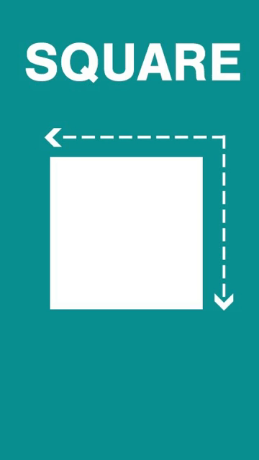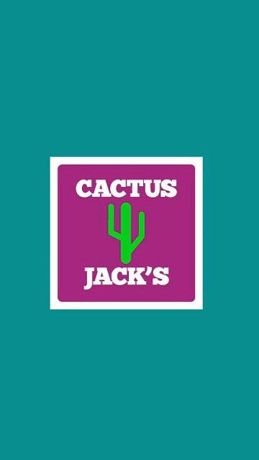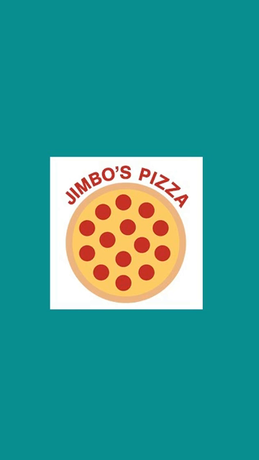Now, Spins uses images much like Instagram and Facebook do, meaning that we use a square image frame to display things like your restaurant logo or deal images. These are also known as 1-to-1 ratio images. Your restaurant logo might be a perfect fit for a square frame like this one from Cactus Jack's, or even this circular one here from Jimbo's Pizza. Really, any image that is as wide as it is tall will fit in this square frame pretty well.